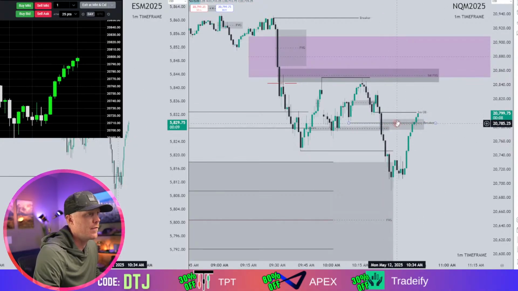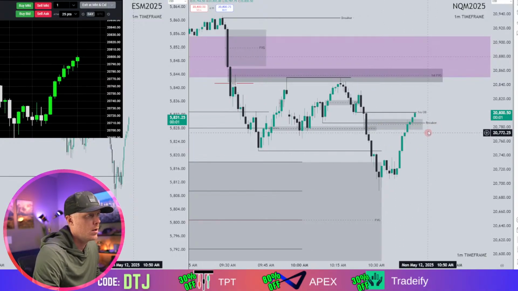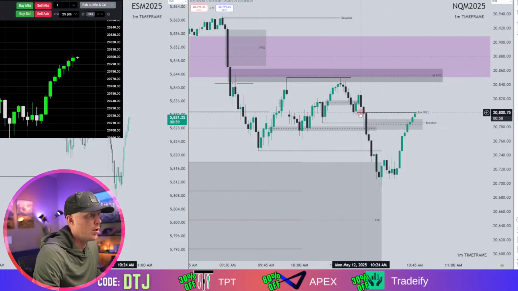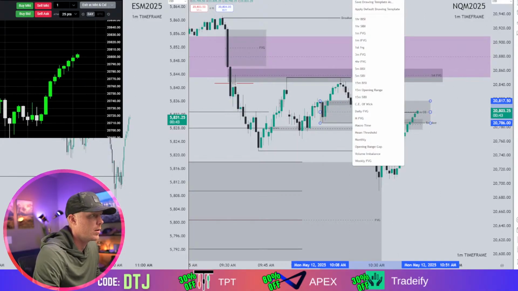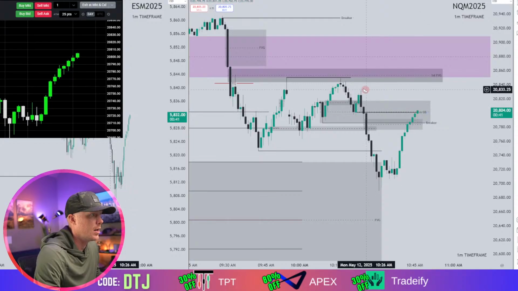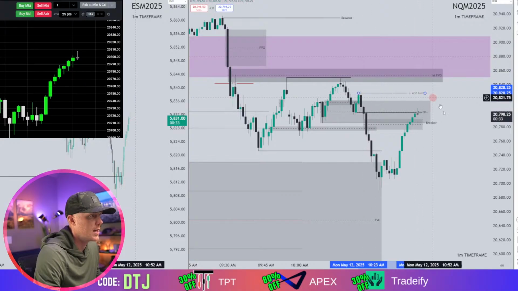So that fair value gap, which is overlapping with this breaker, was violated. Okay, so that's violation 1. Violation 1 is this fair value gap. Violation 2 would be this breaker box, which is this high to low, which is our breaker. Do I have a breaker on here? No. And then violation 3 would be this right here, the order block high. That's the top of the order block.